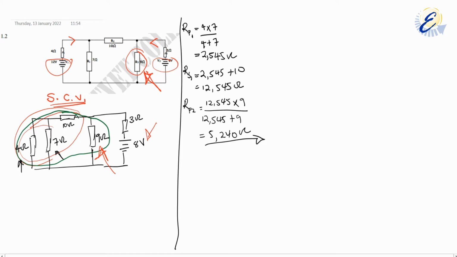And then now, lastly, this one just goes straight and becomes combined to that. It will give us our RT. That will be 5.240 plus 3, and this would give us 8.24 ohms.